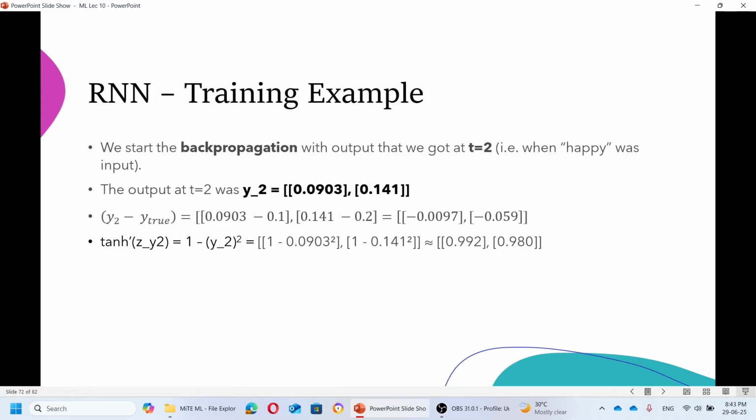So we start the propagation with the output that we got at t is equal to 2. So what was the output at t is equal to 2? 0.0903 and 0.141. We simply find Y2 minus Y2, which is this one, and this derivative is what? It is nothing but 1 minus Y2 squared. So for example, we have got 2 neurons, so first we square 0.0903 and subtract it from 1, and then we square 0.141 and subtract it from 1, and we get this, the output for the 2 neurons.